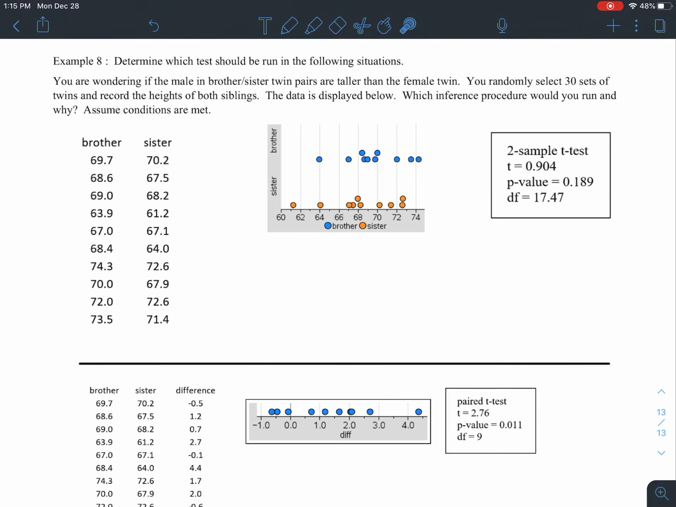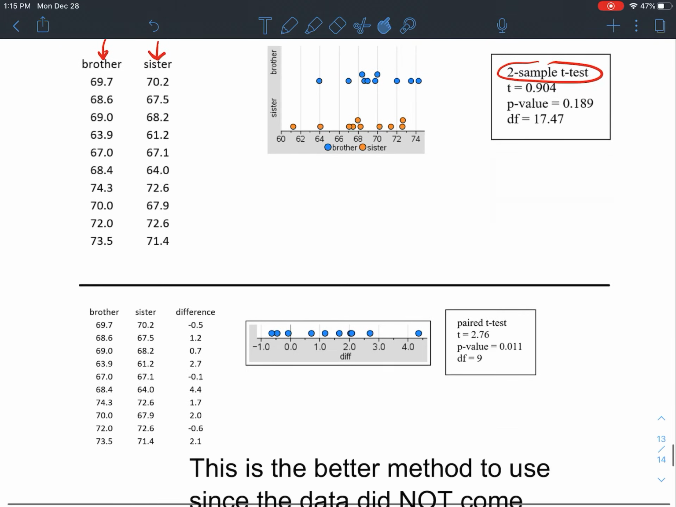So here we have all the sisters' heights, all the brothers' heights in those dot plots. The question is, which inference procedure would you run and why? And we're just going to assume here that the conditions are met. Okay, so in this top example, a 2-sample t-test has been run with the data using the brother twin as one sample and the sister twin as another sample. Now there is a flaw with that. We can go back and talk about that here in a moment.